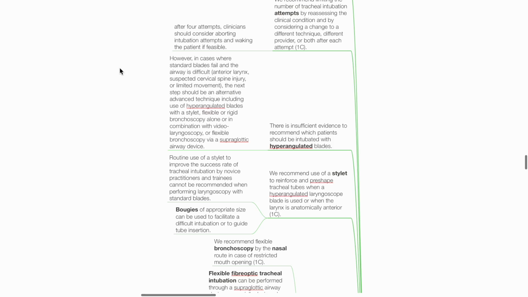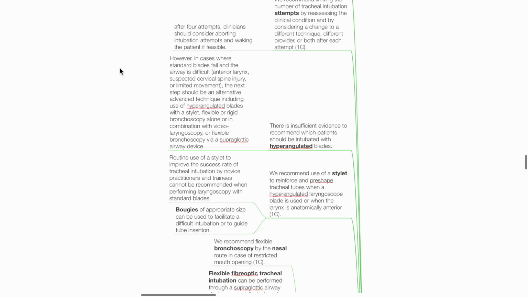However, in cases where standard blades fail and airway is difficult, for example in anterior larynx, suspected cervical spine injury, or limited movement, the next step should be an alternative advanced technique, including use of hyperangulated blades with a stylet, flexible or rigid bronchoscopy, alone or in combination with videolaryngoscopy, or flexible bronchoscopy with a supraglottic airway device.